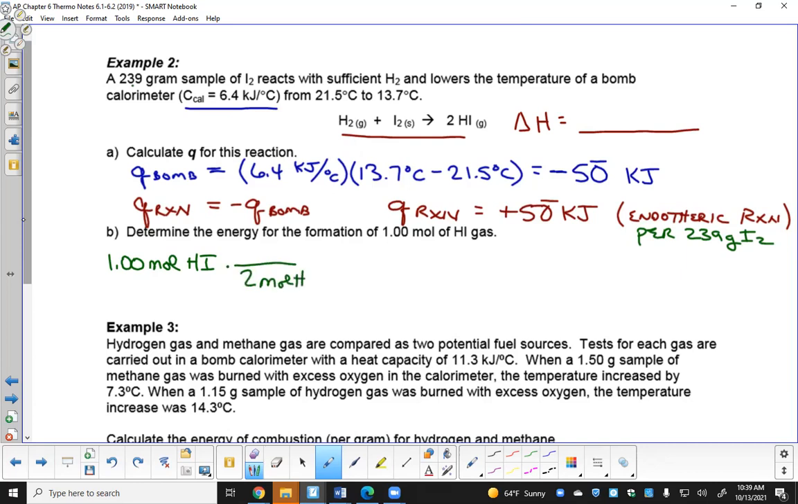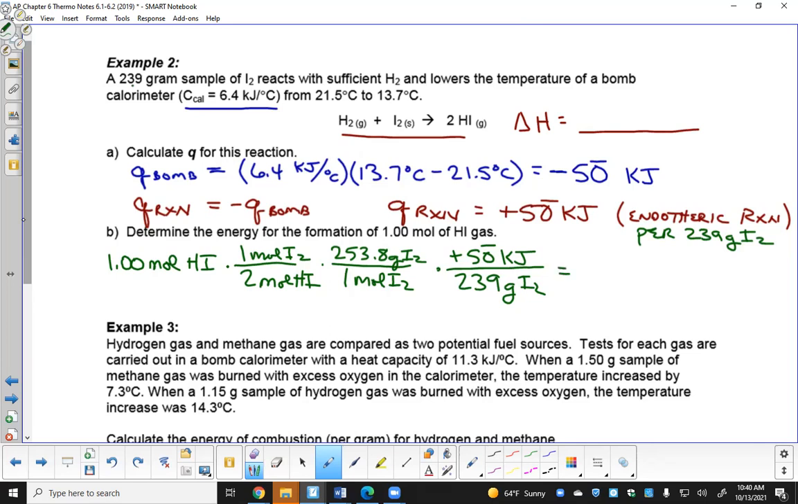Every 2 moles of HI reacts with 1 mole of iodine. My heat flow, my 50 kilojoules, is how much is produced when it's in grams of iodine. So I'm going to take my moles of iodine and put it back into grams of iodine. Diatomic iodine has a molar mass of 253.8 grams of iodine per mole of iodine. And then I can use that thermochemical information. For every 239 grams of iodine that react, 50 kilojoules of energy are absorbed. Positive 50 because it's an endothermic reaction.